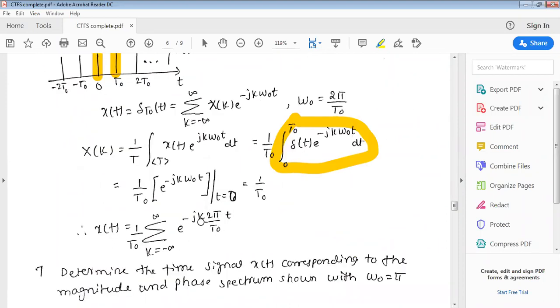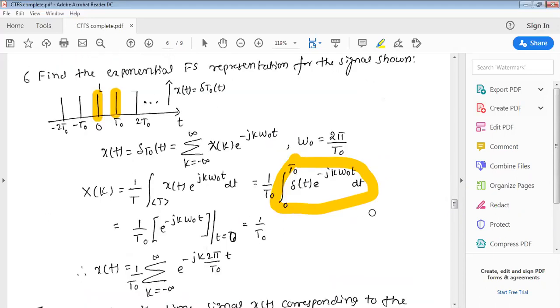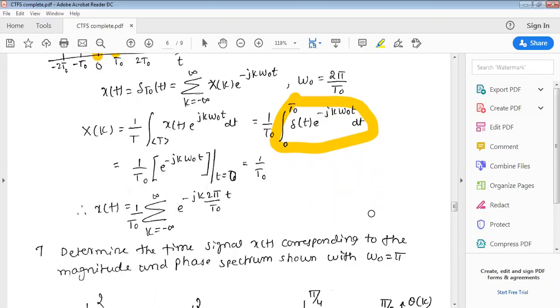When k equal to 0, you are going to get 1. When k equal to 1, you are going to get 1, because e power minus jk 2 pi is always 1. Therefore, it gives you 1 only. So 1 by t naught, 1 by t naught, 1 by t naught, you will be simply getting continuously. That's what you have to understand. If you give a Dirac stream, you are going to get a Dirac stream only. This is a very peculiar property of this waveform. Are you able to follow this one?